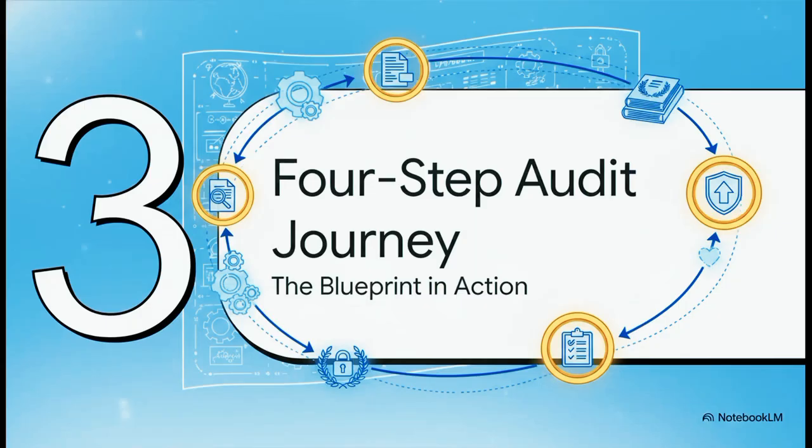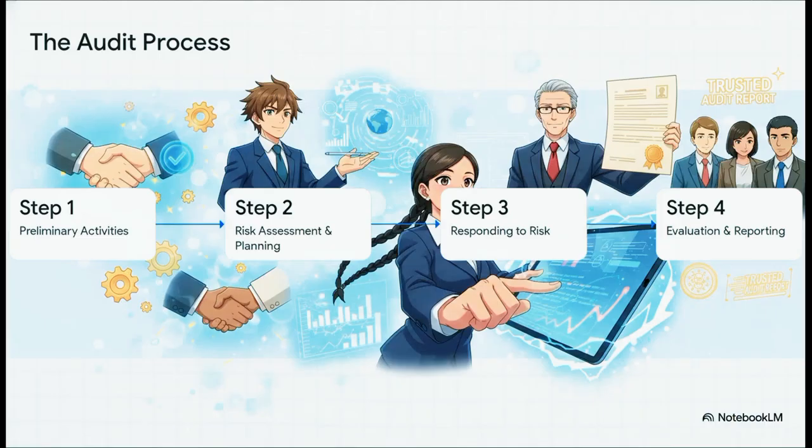Okay, let's move on and see how this blueprint actually guides the audit process from start to finish. The real manual is hundreds of pages long, but we've boiled it all down into 4 key steps that every single audit has to follow. It all kicks off with step 1, preliminary activities. This is basically the should we even take on this client phase. They have to make sure they're independent and can actually get the information they need to do the job right.